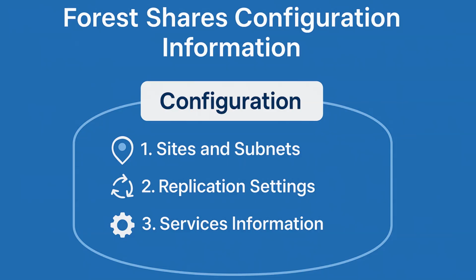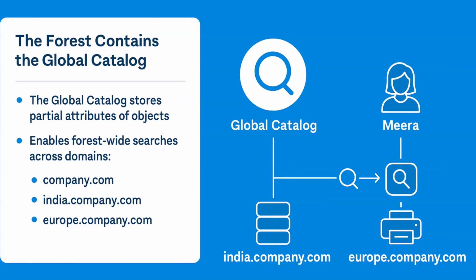The global catalog. Another key component of the forest is the global catalog, often called the GC. If the forest is the world, then the global catalog is the world's search engine. The global catalog stores partial information about every single object in the forest: users, computers, groups, and more. Not the full details, just the important bits that help with quick identification and searching.